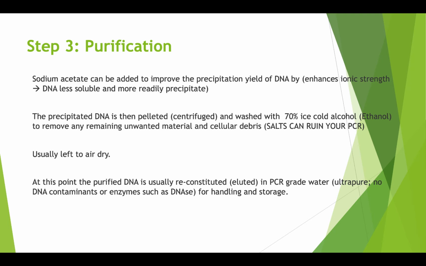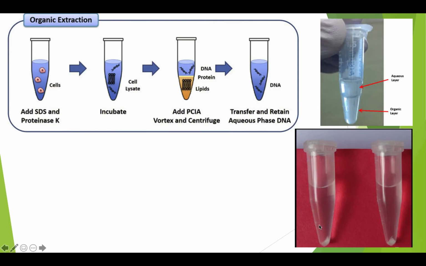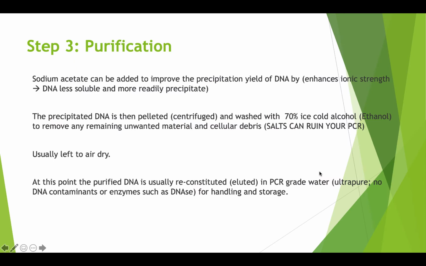Purification is basically you take this pellet, you remove all this fluid, and you put 70% chilled ice cold ethanol 3 times. You wash the pellet, you pellet it, you wash it again, you pellet it, you wash it again, you pellet it, and then you let it air dry. That's basically how you wash your pellet and remove all these extra salts and cellular debris that may still remain on your DNA. Then it's left to air dry, and at that point your DNA becomes a pellet on its own.